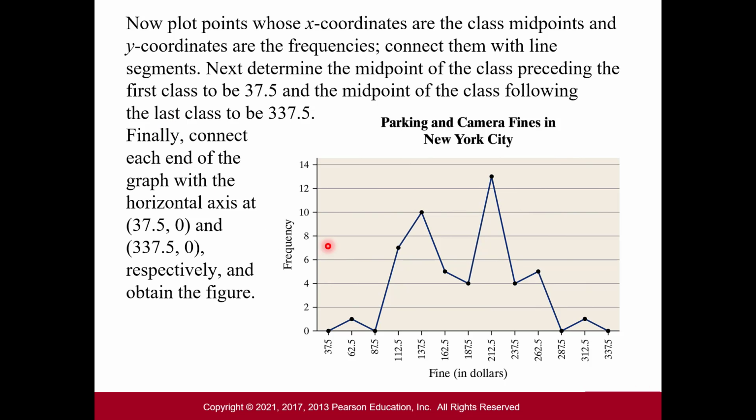So here we have our frequency polygon. Let's talk about how we draw this. You plot the points whose x-coordinates are the midpoints that you just calculated, and the y-coordinates are the frequencies. Let's take one of these, for example. 62.5 was the midpoint of our first class, and the frequency of that class was 1. So we plot the point at the horizontal midpoint with the height of that frequency.